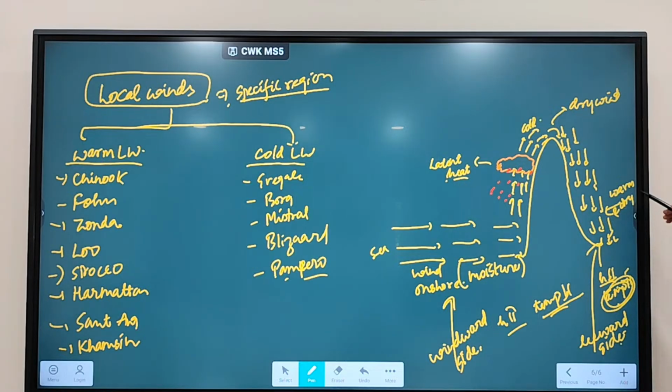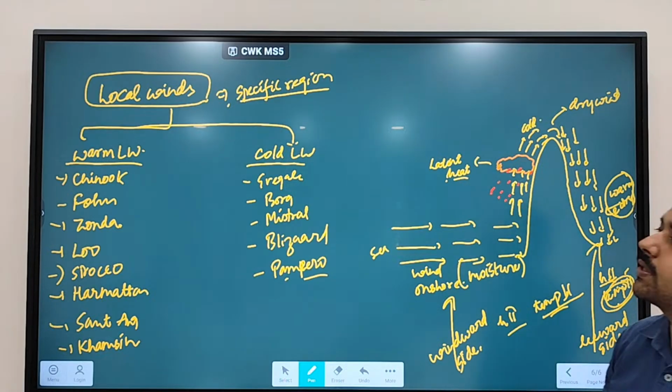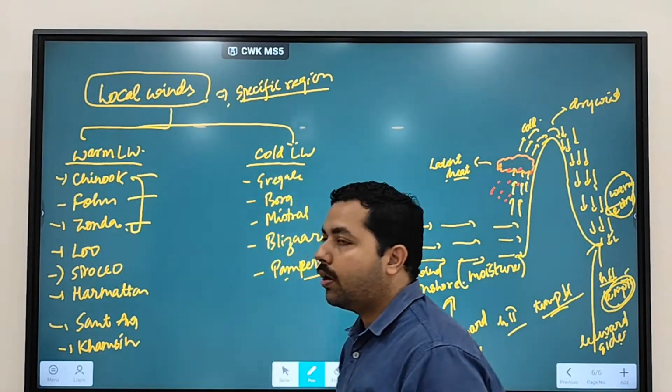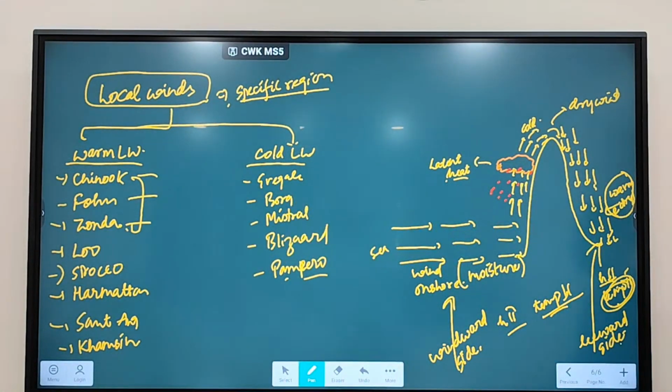So this warm dry air is the reason why these three winds are created: Chinook, Foehn, Zonda. All are this type of wind only. They are created on the other side of the mountain, that is, on the leeward side of the mountain. All these three winds are created at the leeward side of the mountains. Clear?